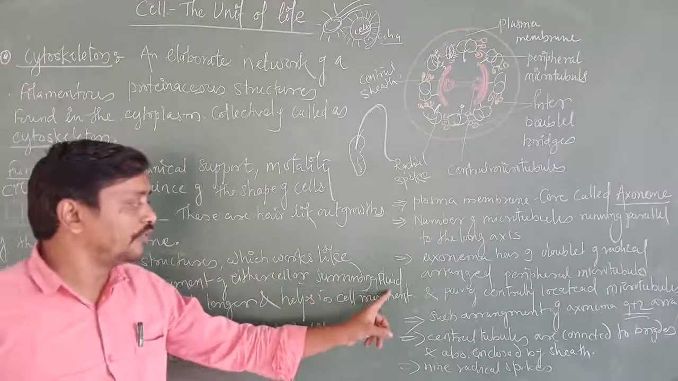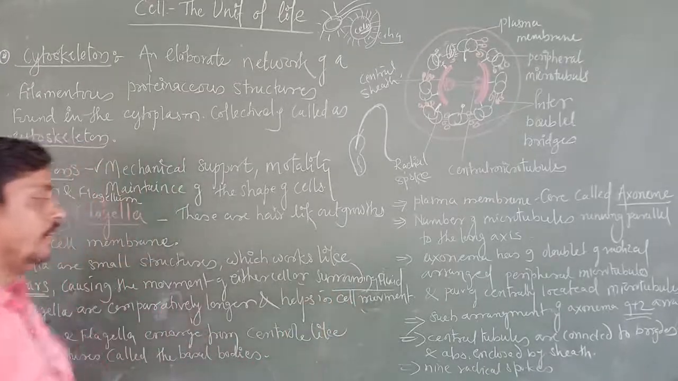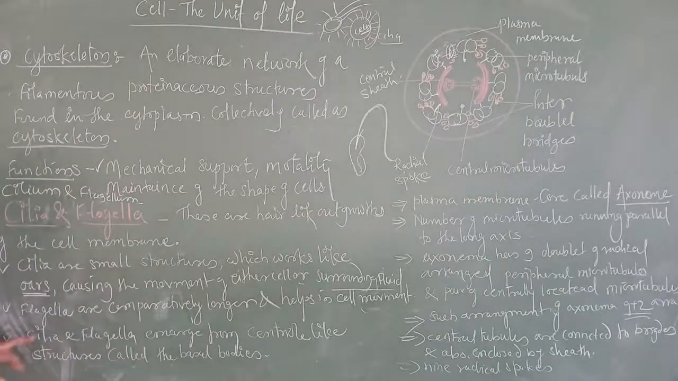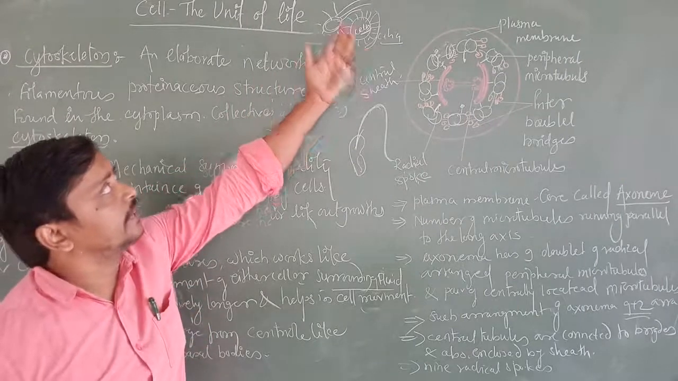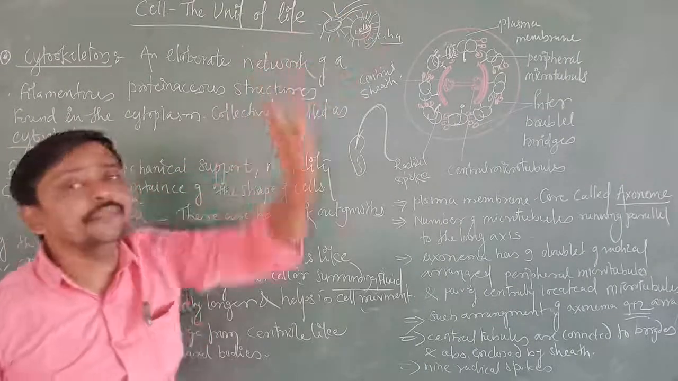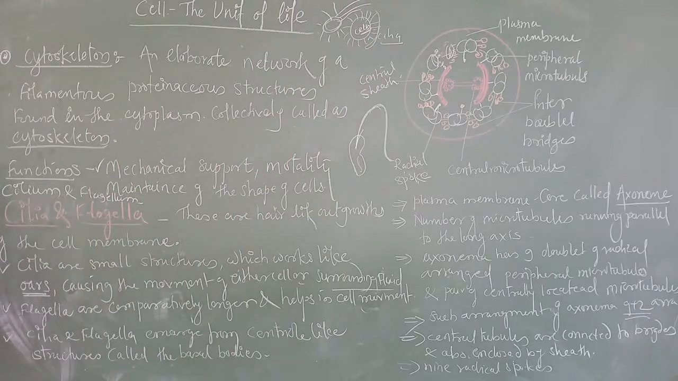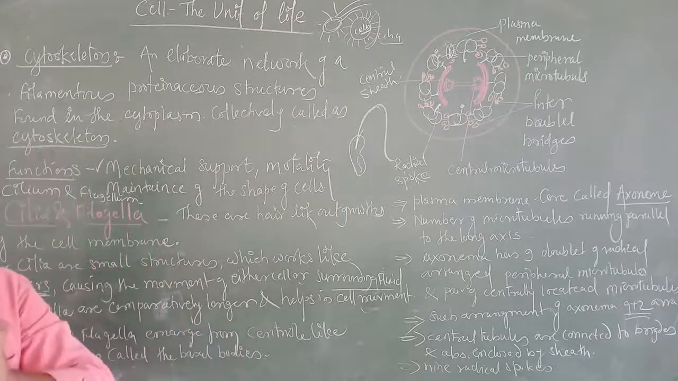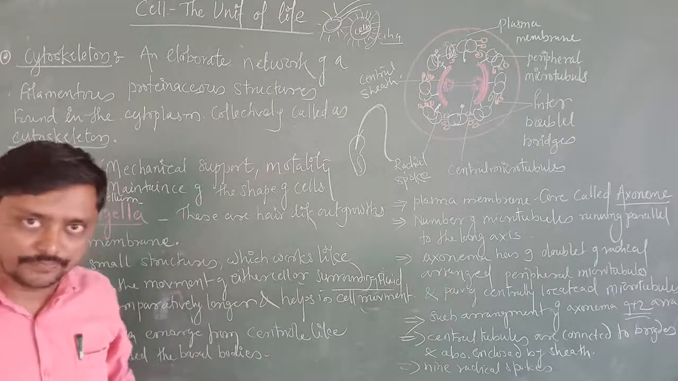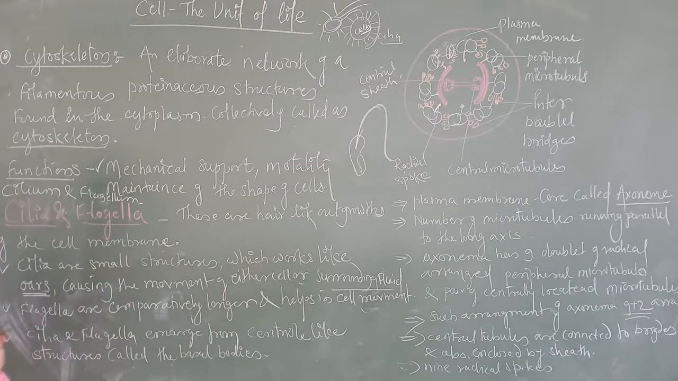Here, it is surrounding fluid. Next, the flagella are comparatively longer. Comparatively longer in the sense that they are longer when compared to the cilia, and they help in cell movement. They are particularly responsible for cell movement.